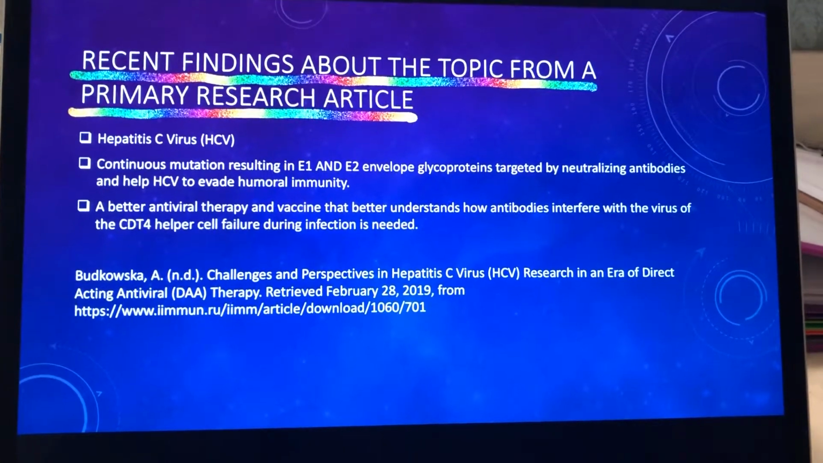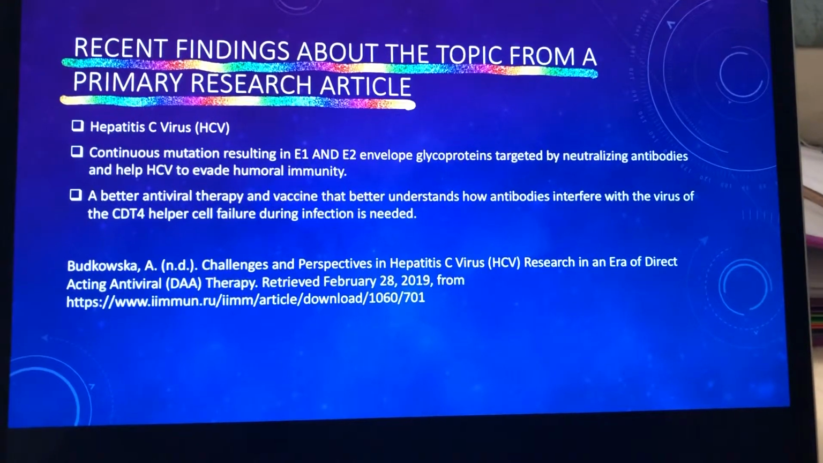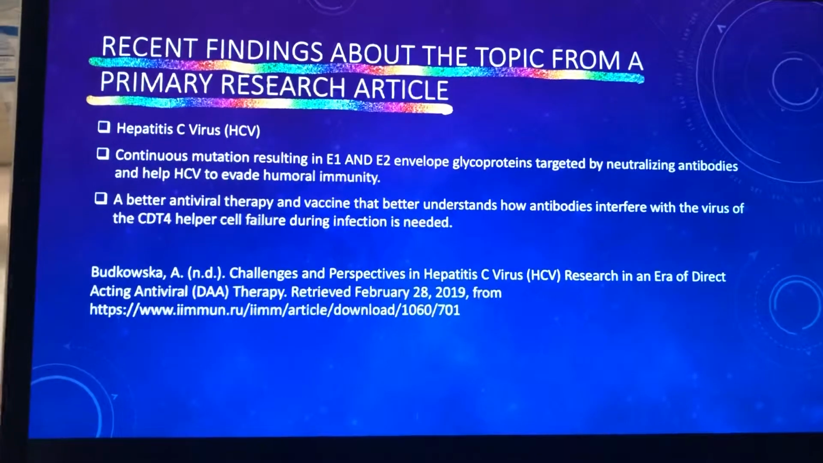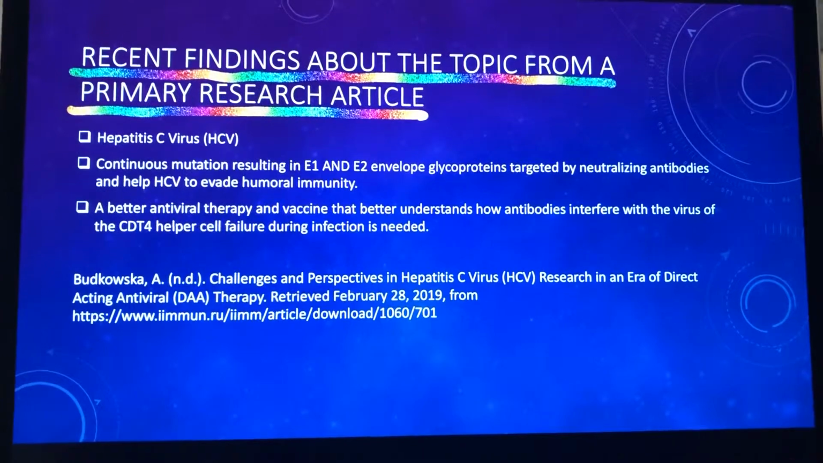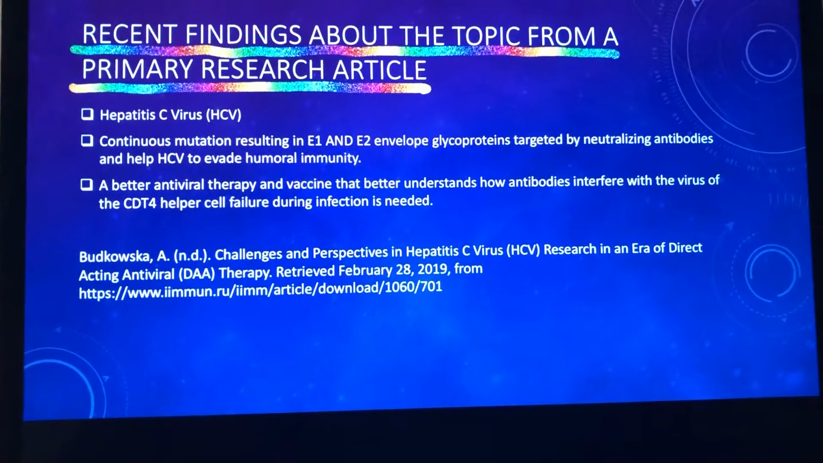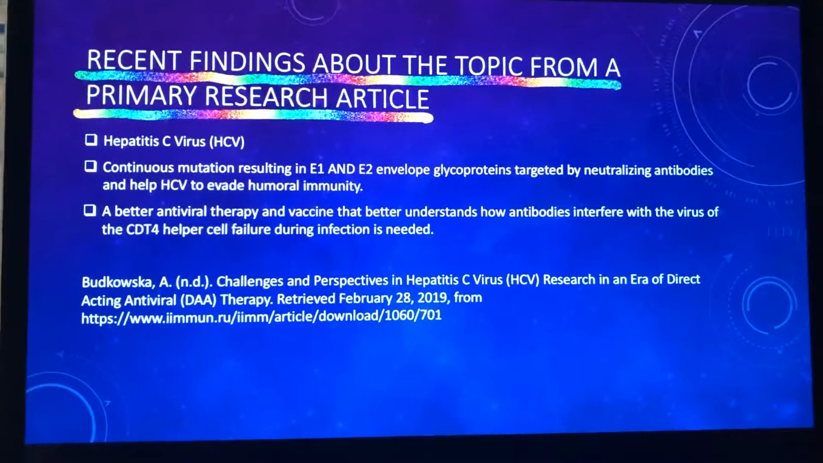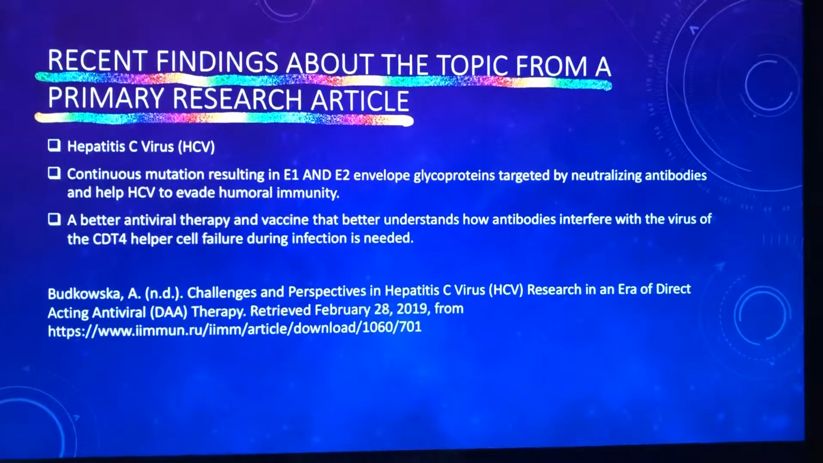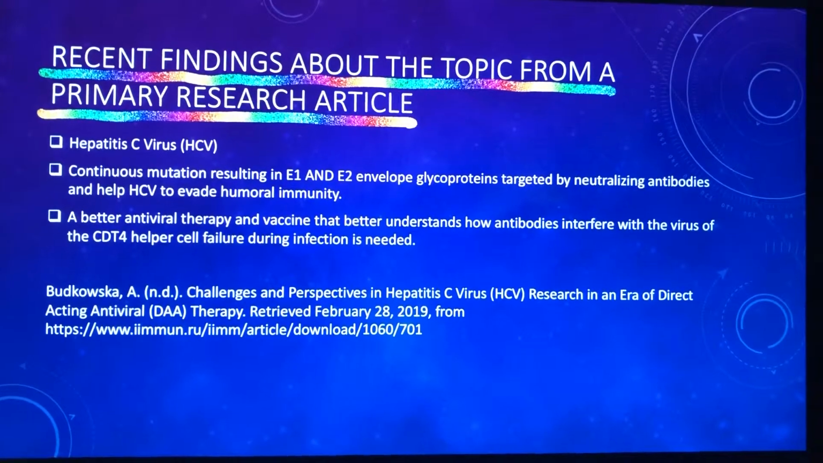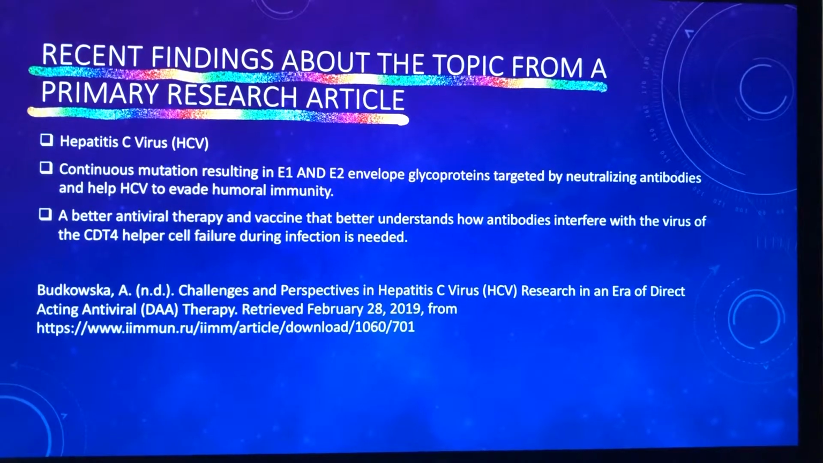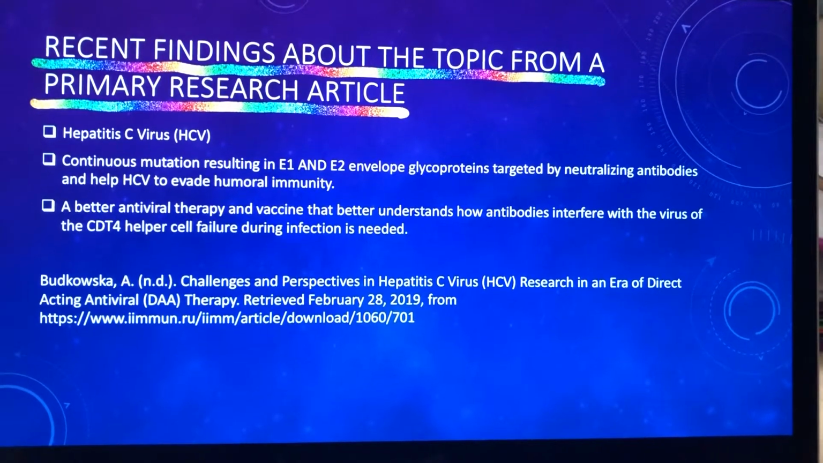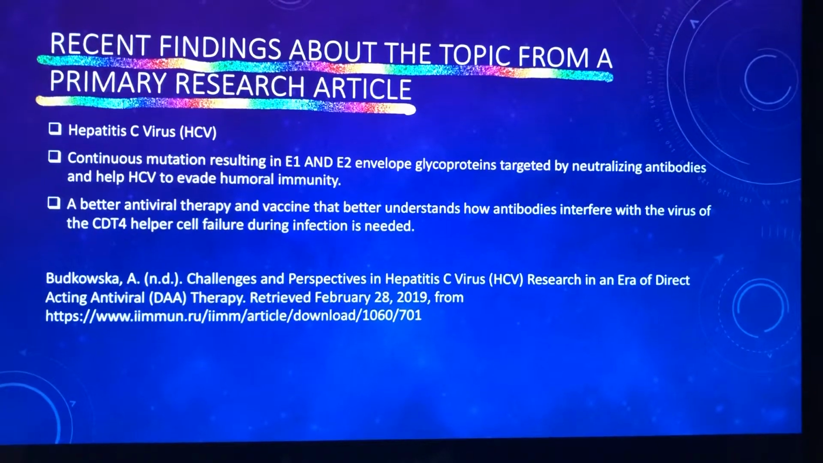Okay, so for some recent findings about the topic from a primary research article, it has to do with the hepatitis C virus. Basically there's a continuous mutation resulting in E1 and E2 envelope glycoproteins that are targeted by neutralizing antibodies and help HCV to evade humoral immunity. So ultimately, they feel there's a need for a better antiviral therapy and vaccine that better understands how antibodies interfere with the virus, the CD4 helper T cells, and the failure during infection is needed.